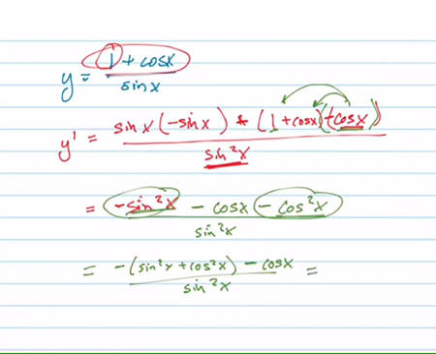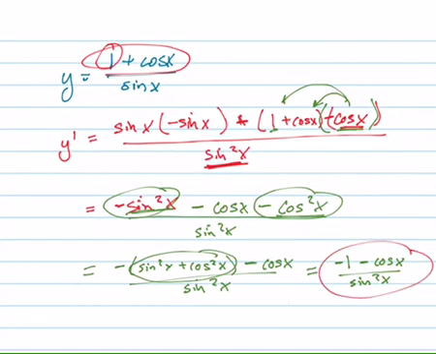And this equals negative (1 minus cosine of x) all over sine squared of x, because that's just 1. And that is your derivative, much cleaner and simpler looking than what I had previously.